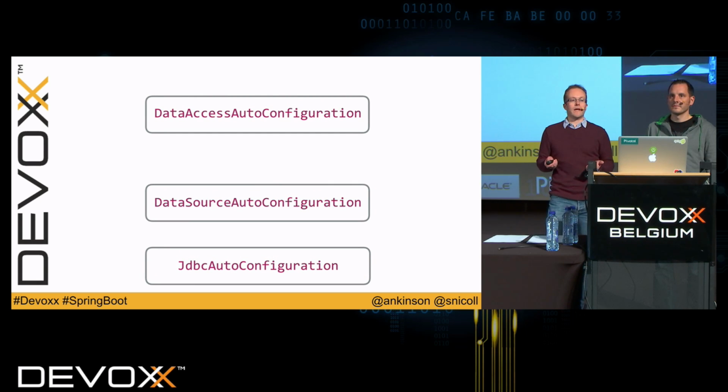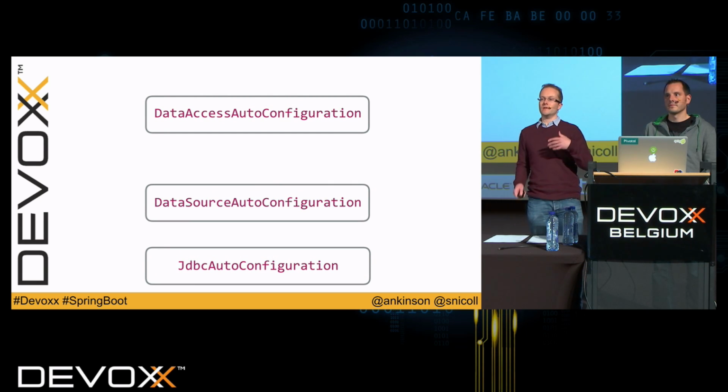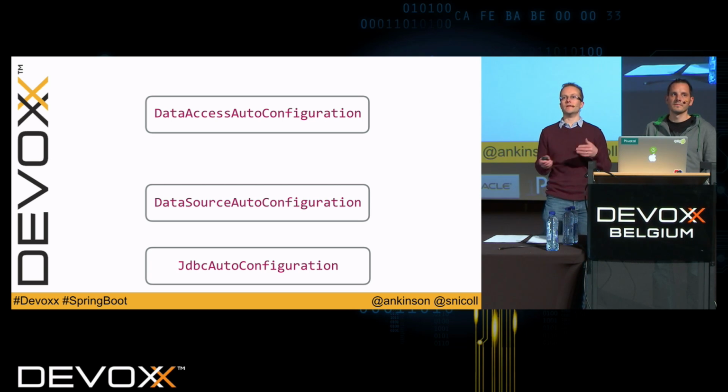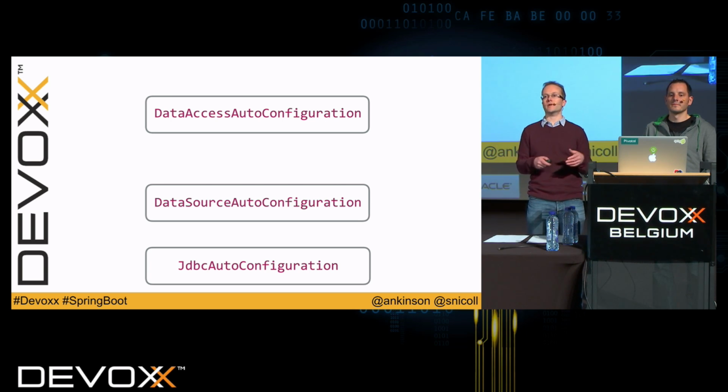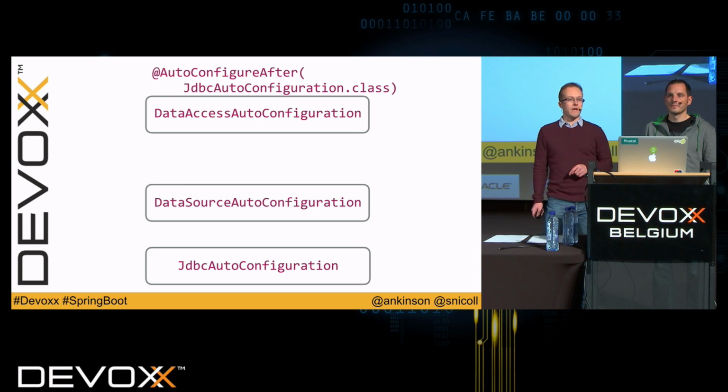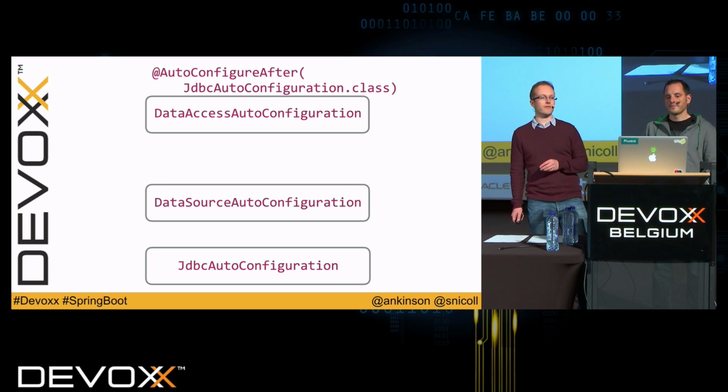So what we need to do now is order these three auto-configuration classes correctly so that they run in the right order, so that each auto-configuration's dependencies are available when it runs. And to do that, there's a couple of annotations. So the first is auto-configure after.